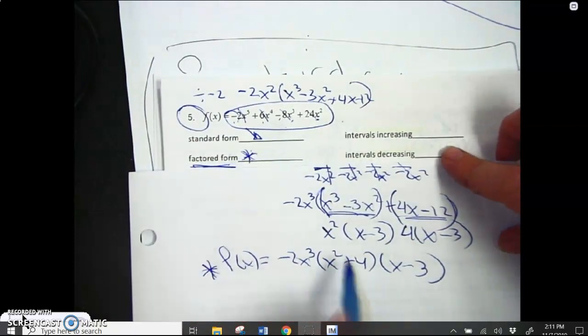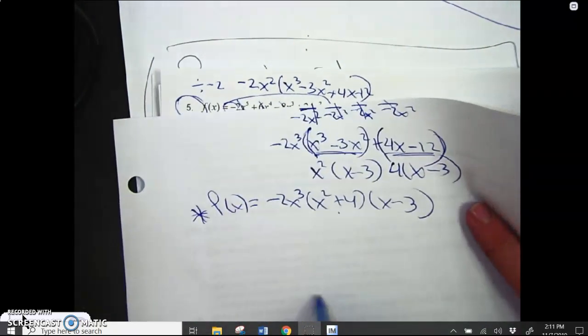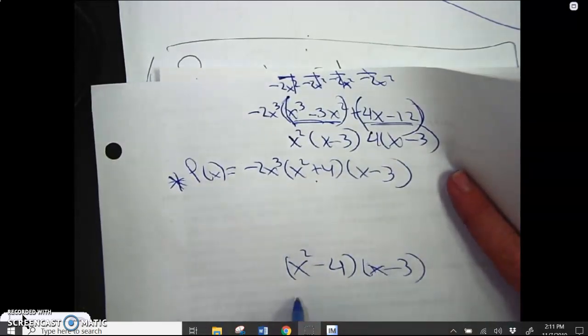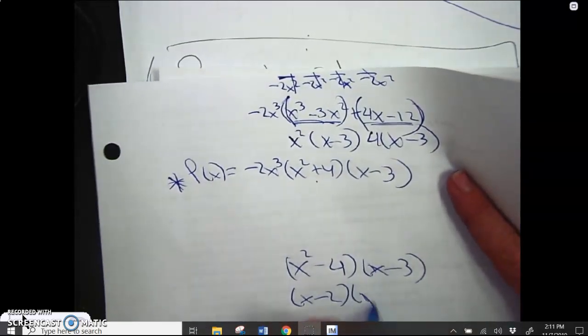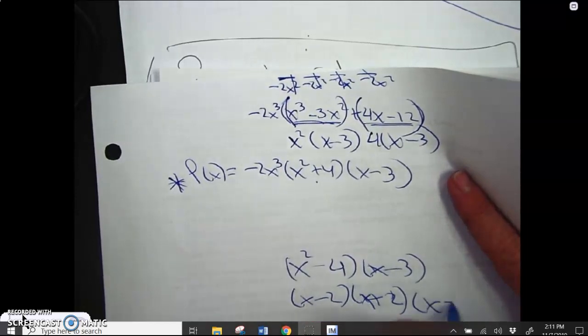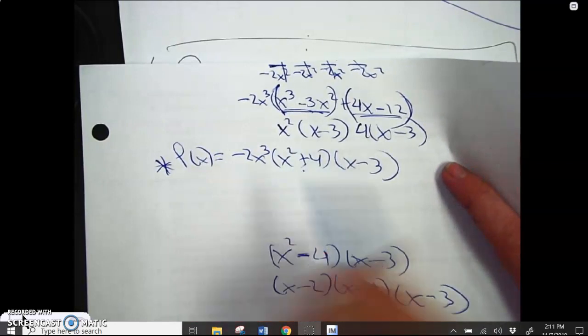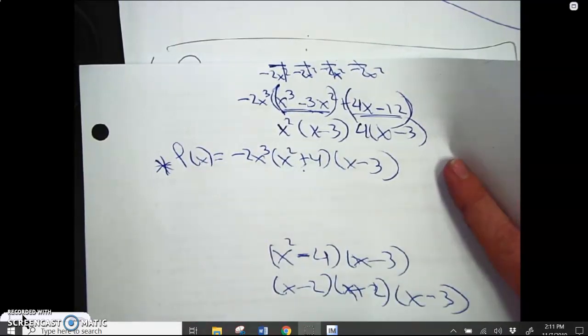Okay? Now some of you go, can't you keep going? You can keep going if it said x squared minus 4, x minus 3. Then you could go x minus 2, x plus 2, x minus 3. Because it's called the difference of squares. But when it's the sum of squares, you can't factor it. There is no such thing.